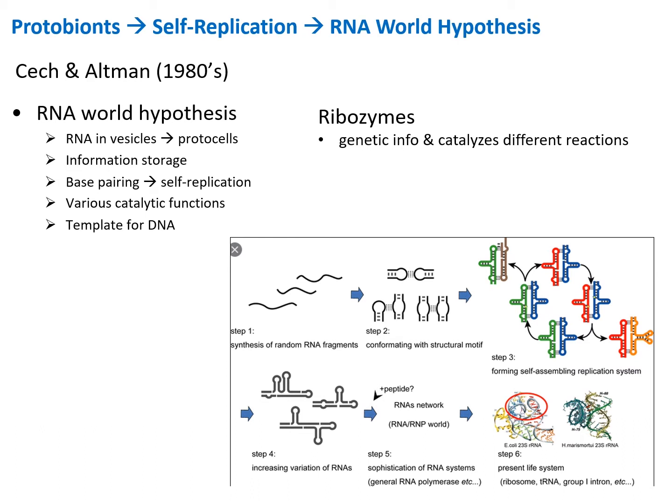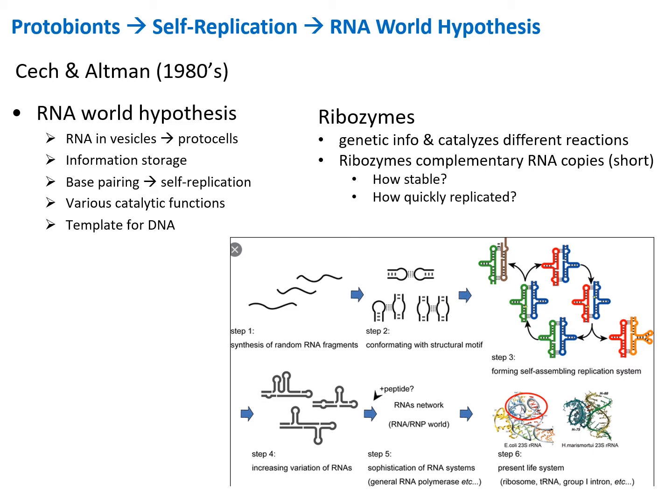So in order for RNA to replicate itself, Cech and Altman were actually working on ribozymes. Now keep in mind, these guys are doing this independently from each other. A ribozyme not only has genetic information, but it can also catalyze various types of reactions. Ribozymes are complementary RNA, little short pieces. When we think about RNA, though, RNA isn't as stable as DNA. So you can replicate RNA pretty quickly, but there's also a higher probability of developing some errors as well.